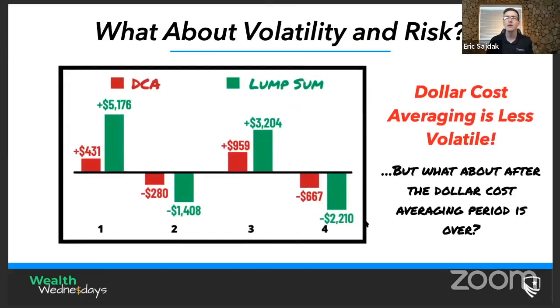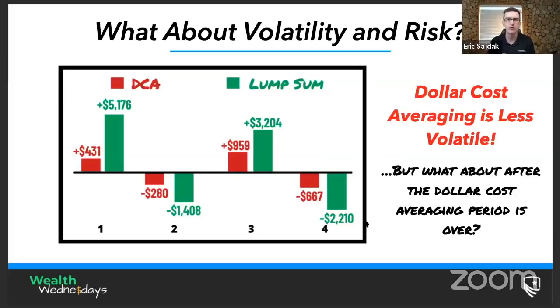Now, the common objection that will be voiced here when talking about dollar cost averaging versus lump sum is dollar cost averaging decreases volatility. And we should be factoring in volatility and risk here. And you're 100% right, but I also believe this is a little bit of a moot point, all things considered. By definition, dollar cost averaging will be less volatile.